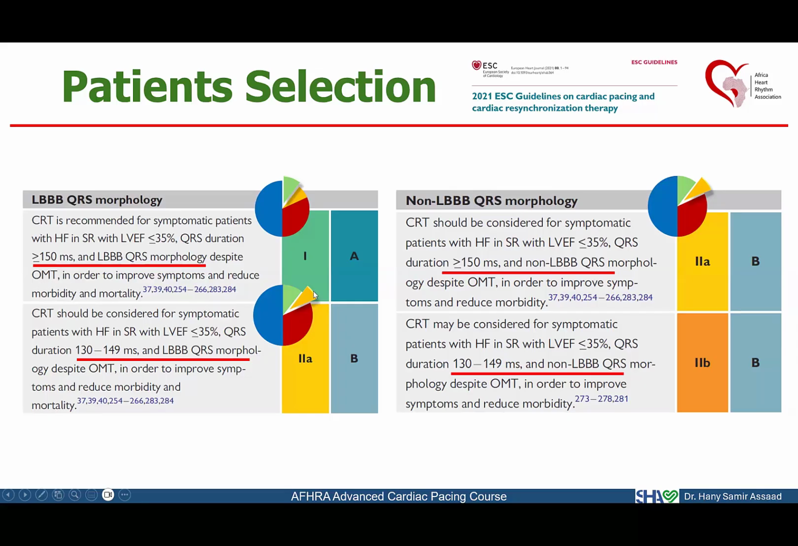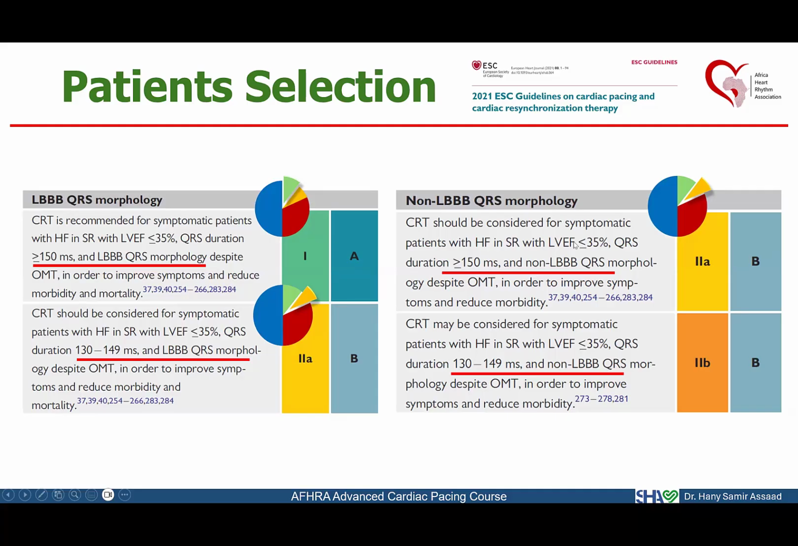CRT should be considered in a smaller subset of patients who have the same criteria of left bundle branch block morphology in their QRS, but with a less wide QRS duration of 130 to less than 150 milliseconds. This indication is a "should consider" and not a "must consider" as the first one.